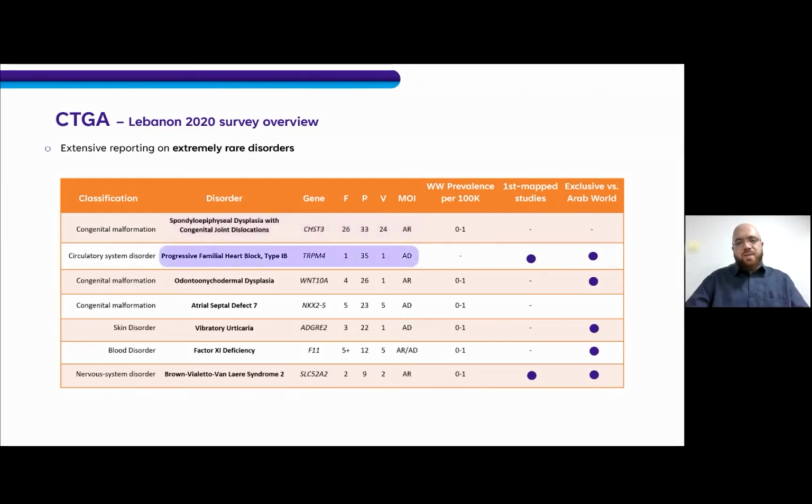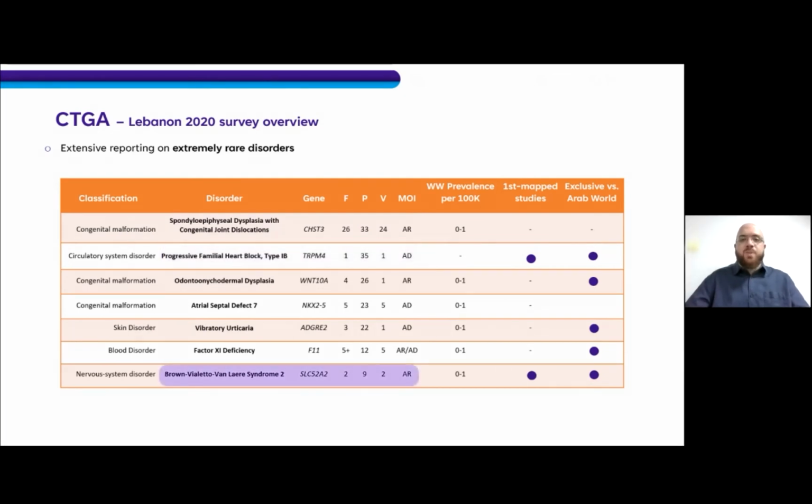Just to contrast this, 3 articles reported on a subtype of autosomal dominant familial heart block, which was studied in just a single large consanguineous family spanning 5 generations. This family was among other non-Arab families in studies which first mapped this disorder, and they found a heterozygous variant in 35 family members.